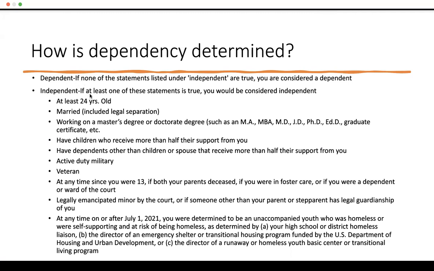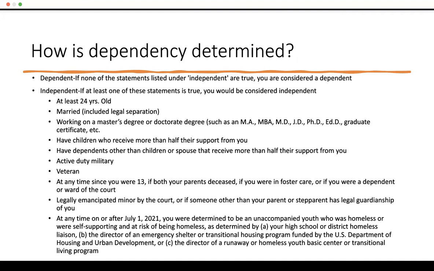To be considered independent, there's a lot of criteria for what constitutes an independent status. If one of these statements under independent applies to you, you would be considered independent and not be required to report anyone else's personal or financial information other than your own on the FAFSA or WASFA. So if you are 24 years old, married, or if you have children who you are supporting, where more than half of their support is coming from you. Or if you have other dependents that are receiving more than half of their support from you that you would like to claim on your taxes as dependents.